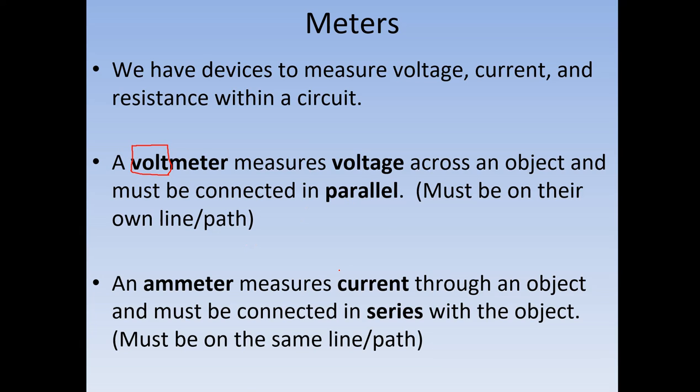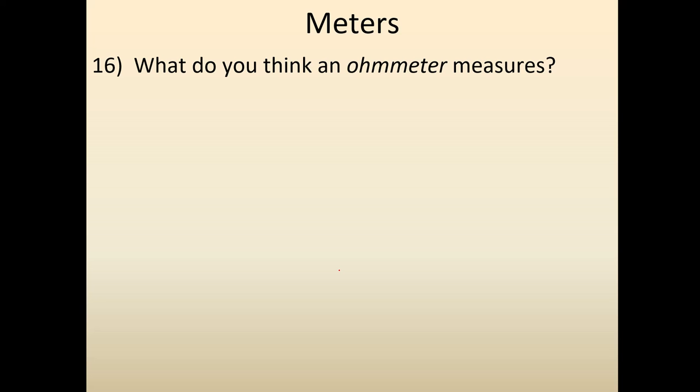Am for amps measures current. Now the ammeter is going to be connected in series, and this means that it has to be on the same line as whatever you're going to be measuring. What I usually recommend is that you put the ammeter pretty much right at the end of whatever you're going to measure. If you're going to measure a resistor, you put it at the very end of that resistor. All right, so I'll show you what I mean in a second, but I want to actually do a few questions.